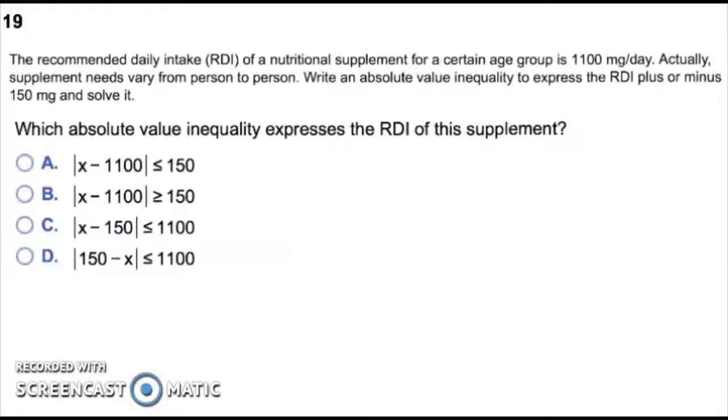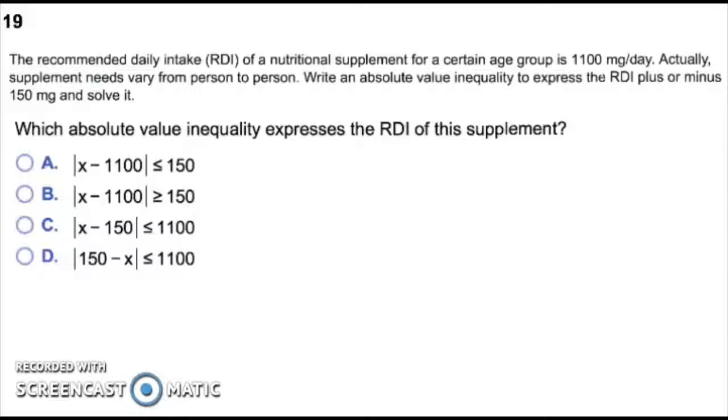Number 19. The recommended daily intake, RDI, of a nutritional supplement for a certain age group is 1,100 milligrams a day. Actually, supplement needs vary person to person. Write an absolute value inequality to express the RDI plus or minus 150 milligrams and solve it.